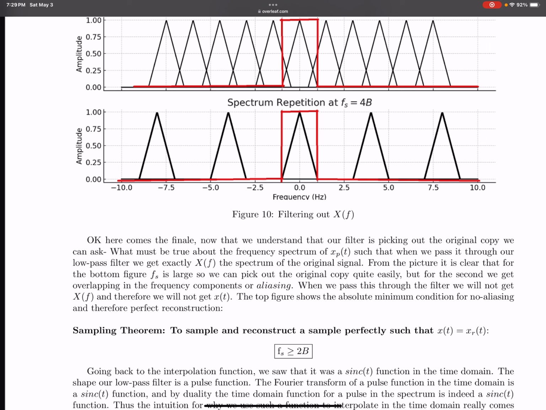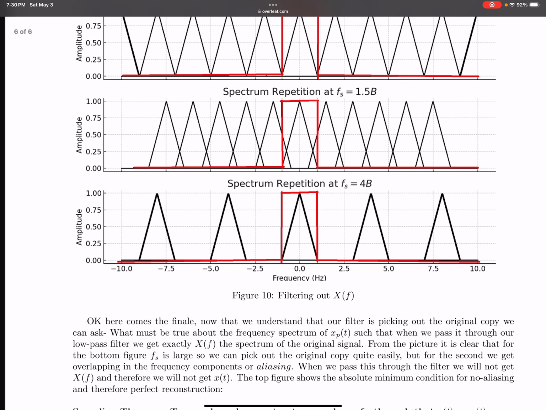So when we send it through our low-pass filter with that shape, we can pick out the original signal X(f) very easily, right? The second one, and this is probably the most important part: notice that because f_s is smaller, the copies are closer together. There is what we call overlap in the frequency components, or the more proper term, aliasing, right?